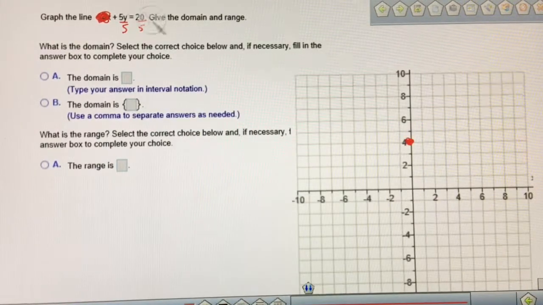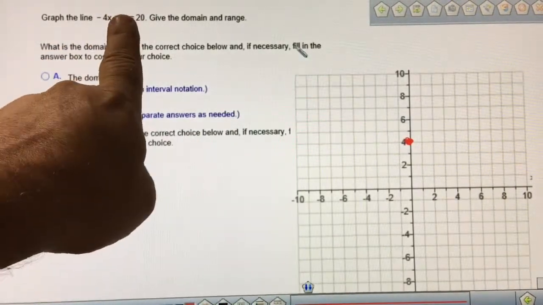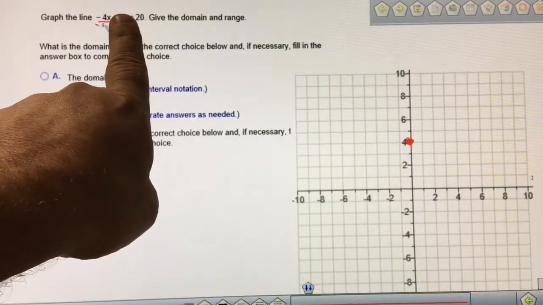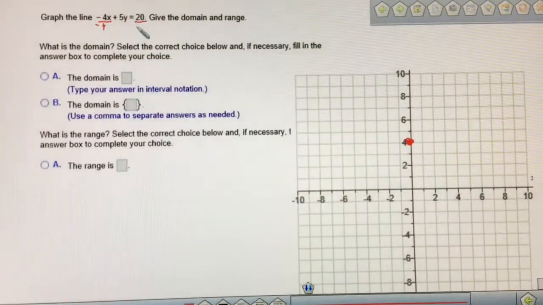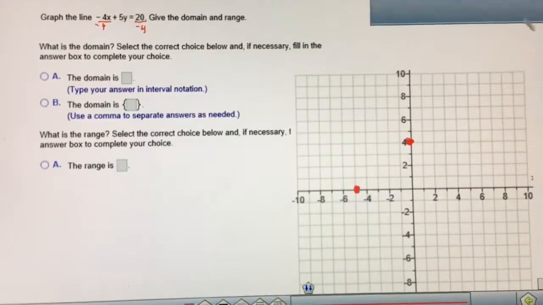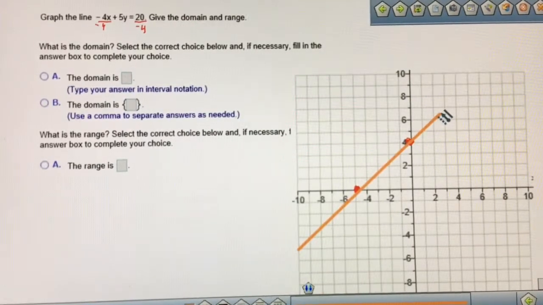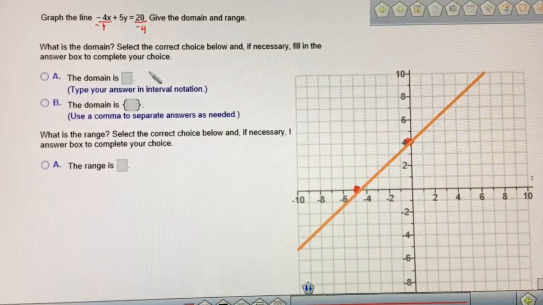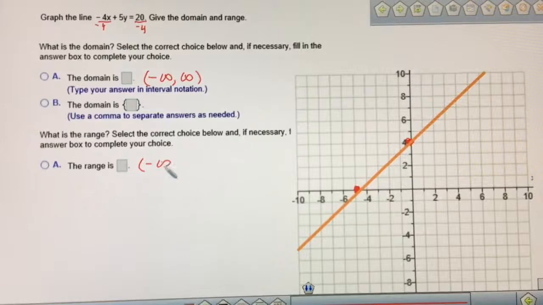And I'm going to come back, and some people just use their finger. They just cover it up with their finger. And I'm going to solve that equation. I'm going to divide both sides by negative 4, just using the cover-up method. And that's going to give me an x value of negative 5. So I go to negative 5. And now I have to draw a line going through those 2 points and do the best I can. Their computer drawing system is really accurate. The domain is all real, so from negative infinity to positive infinity. The range is all reals as well, negative infinity to positive infinity.